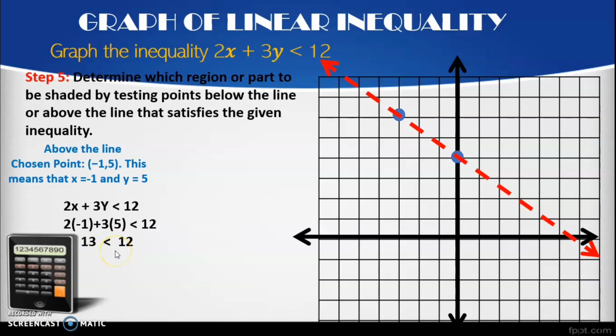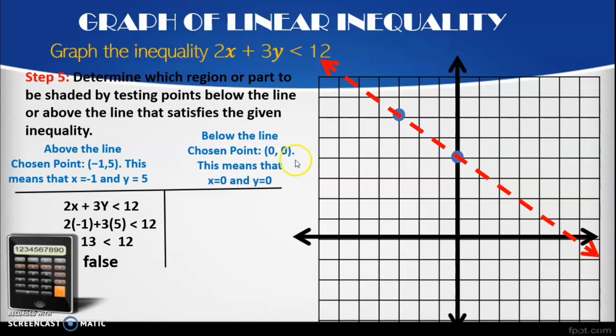And this statement is false. Bakit false? Dahil 13 is greater than 12, not less than. So, false ito. So, hindi siya nagsasatisfy ng inequality natin na 2x plus 3y less than 12. So, we will try again below the line.